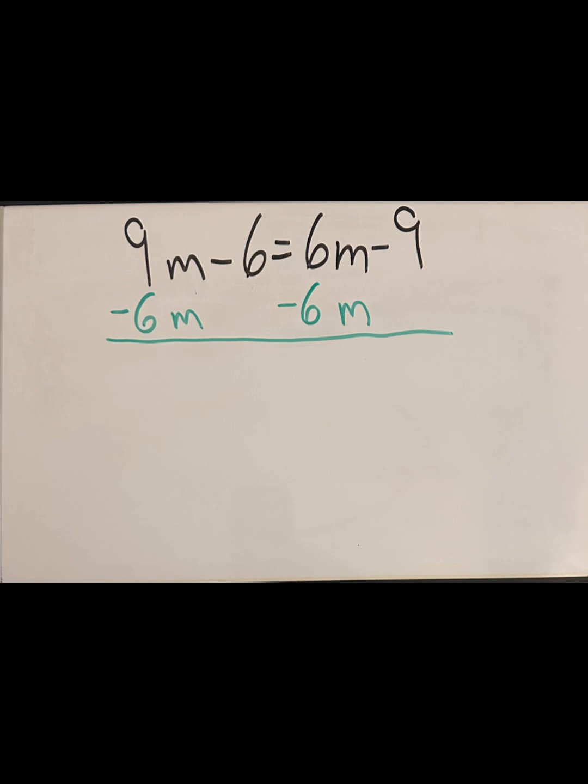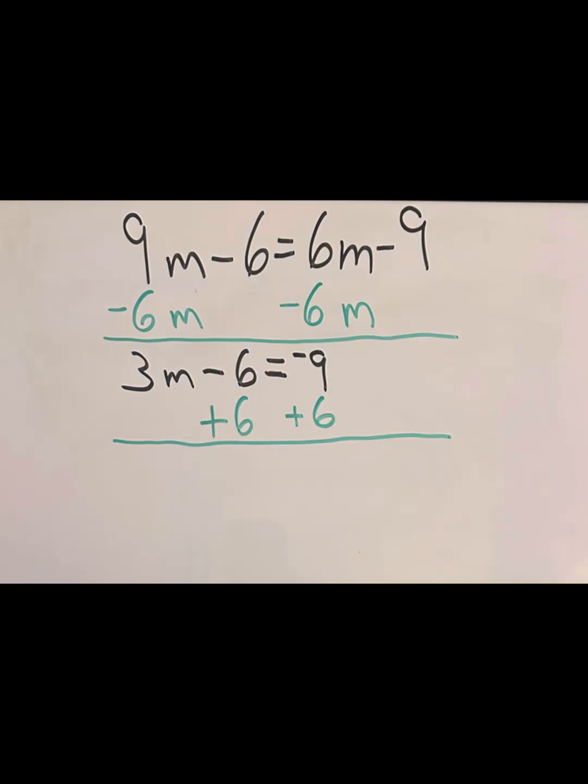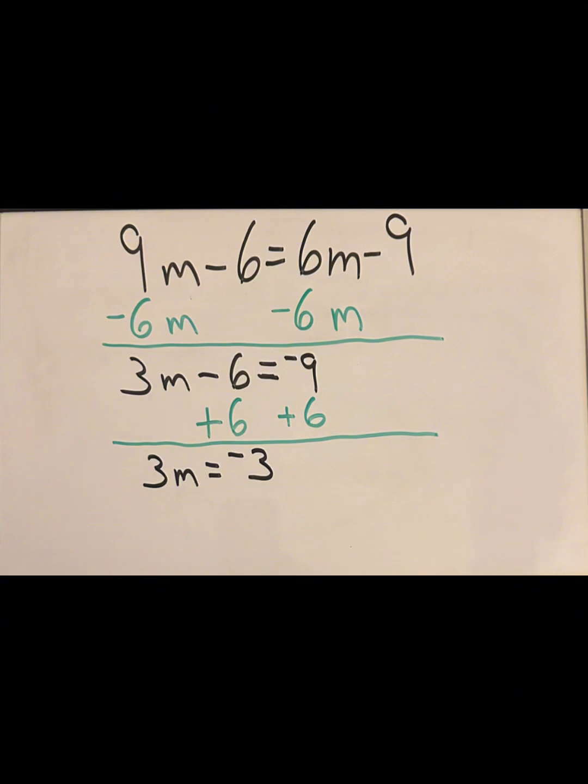Since we have 6m as our smallest variable and it's positive, we want to subtract 6m on both sides of the equal sign. Now we have the equation 3m minus 6 equals negative 9. Next thing we want to do is combine our constants, but also remove the constants from the same side as the variable. The minus sign in front of the 6 means this 6 is negative, so we have to add 6 to both sides of the equal sign. So our new equation is 3m equals negative 3.